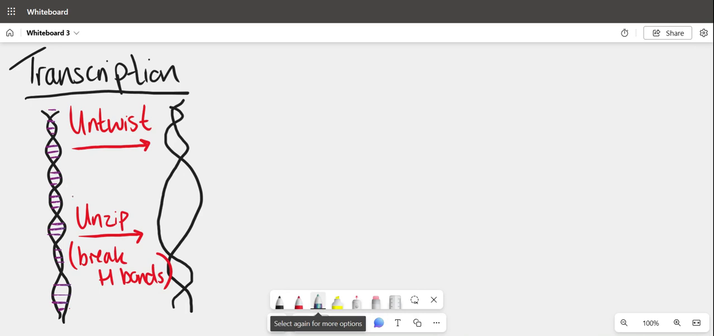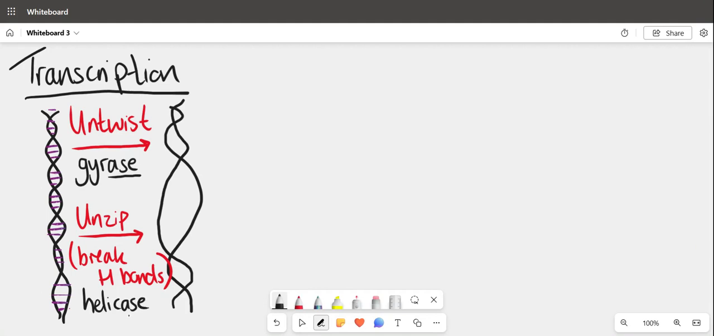Now we need to know the enzymes that do this. Now the enzyme that untwists it is a type of gyrase enzyme, and the ASE tells me that it's an enzyme, and the enzyme that unzips it is a helicase enzyme, and again we've got this ASE which tells us that it's an enzyme. So enzyme names are really, really important.